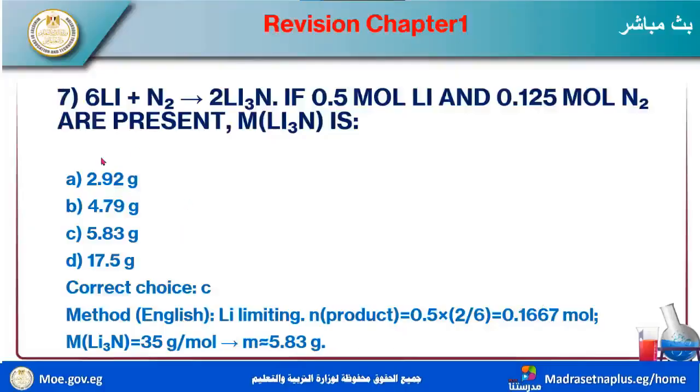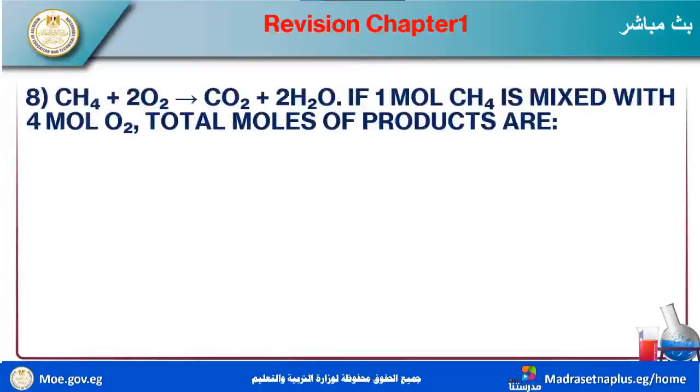Now here, multiply by the molar mass of Li3N. The molar mass of Li3N equals 3 times 7 plus 14, so 21 plus 14 equals 35. You must multiply this number by 35, which is the molar mass of lithium nitride. So the correct answer is 5.83 grams. The answer is C.